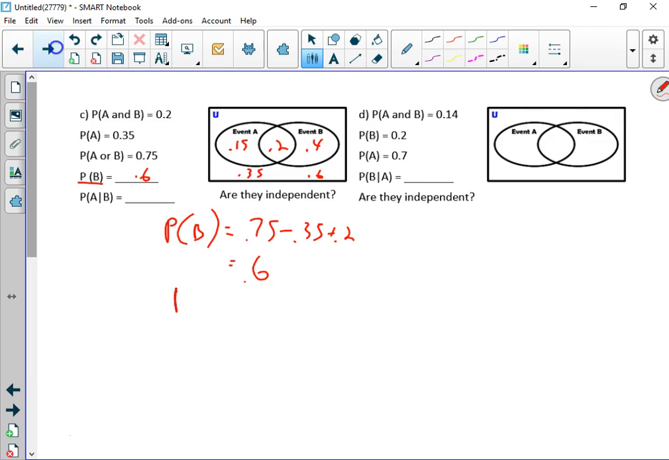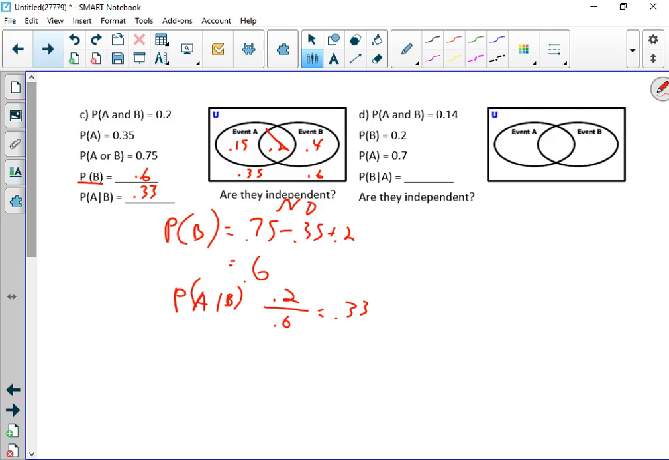So the probability of A given B, remember, is A and B combined, 0.2, divided by the given B, 0.6, which equals 0.33. That does not match here. So the answer is no, not independent.